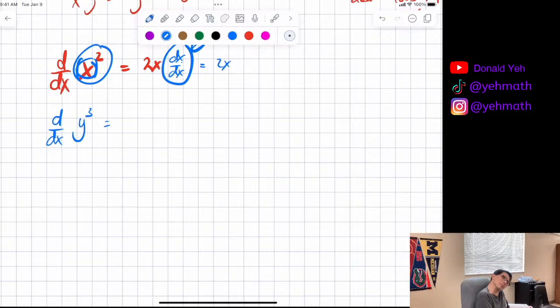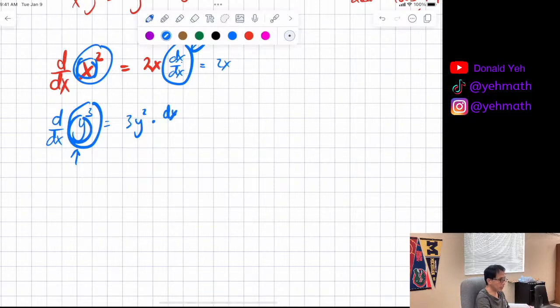How do I take a derivative of y to the cube? 3y squared, good. But it's not done yet. I'm going to have to take a derivative of y. Okay, Josh, pay attention. This case, I have to use the chain rule because this is a two layer, right? The first layer is y to the cube, right? Second layer is y. Then I get dy/dx.